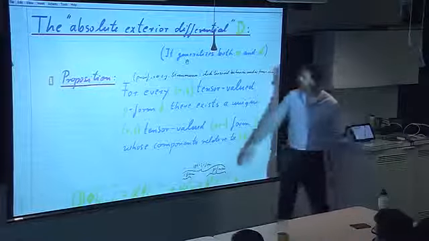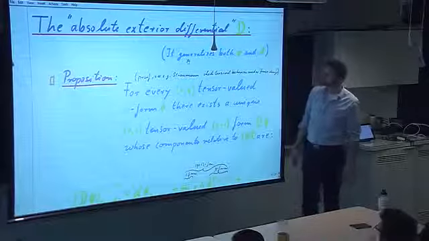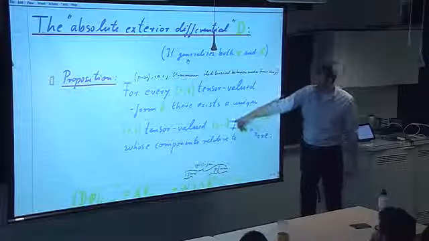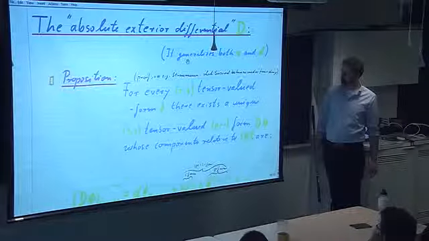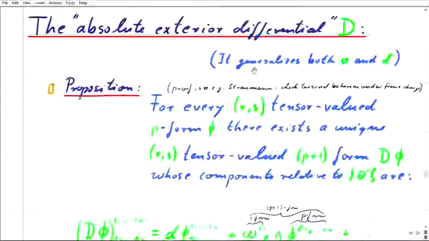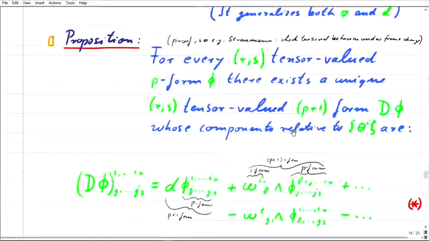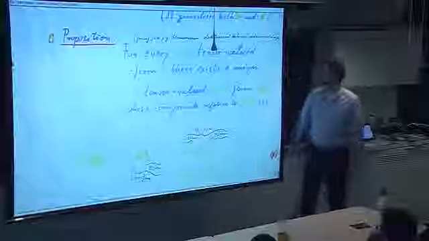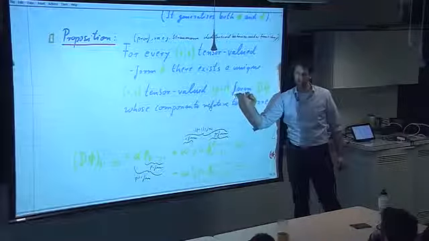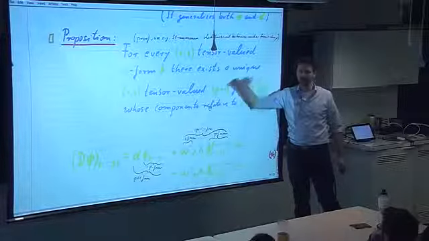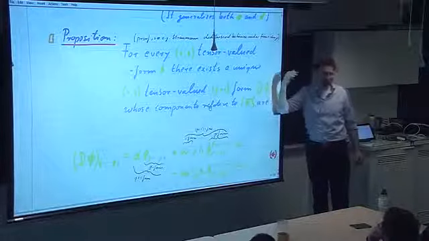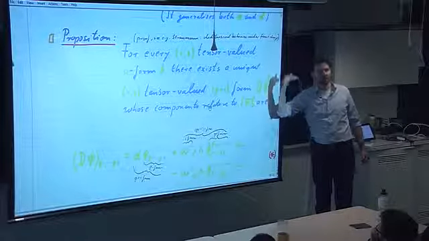So the proposition is that for every RS tensor valued P form phi, there exists a unique RS tensor valued P plus 1 form d phi, whose components relative to our designer basis are given in this way. So you see the capital D is going to do the job of a covariant derivative on the tensor part, and that doesn't change the character of the tensor part. But it also does the exterior derivative action on the differential form part, and that turns a P form into a P plus 1 form.